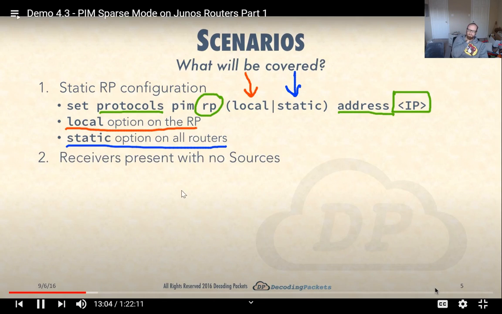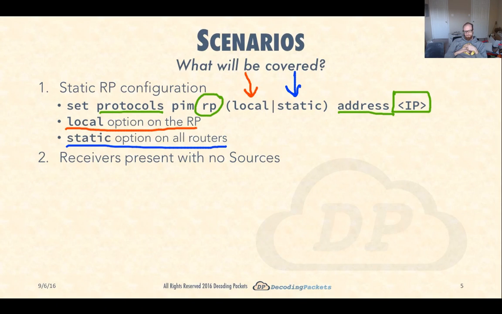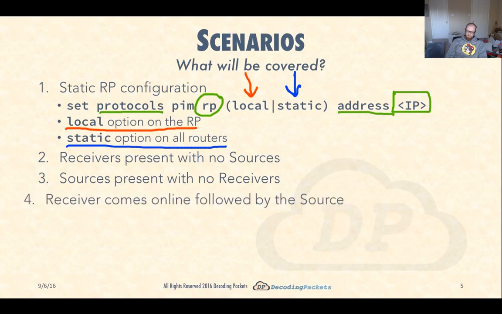The next scenario is where receivers are present but there are no sources. We'll see how PIM works when the receivers signal their intent to join the star comma G, or receive traffic for the star comma G, but there are no sources. In this case, you'll only see the star comma G and the root, which is the RP. The next scenario is exactly the opposite. We'll have an active source in the network sending a stream, but no receivers are interested in that stream. This will show you the registration process between the FHR and the RP, and we will find out that none of the other routers are really aware of the stream.